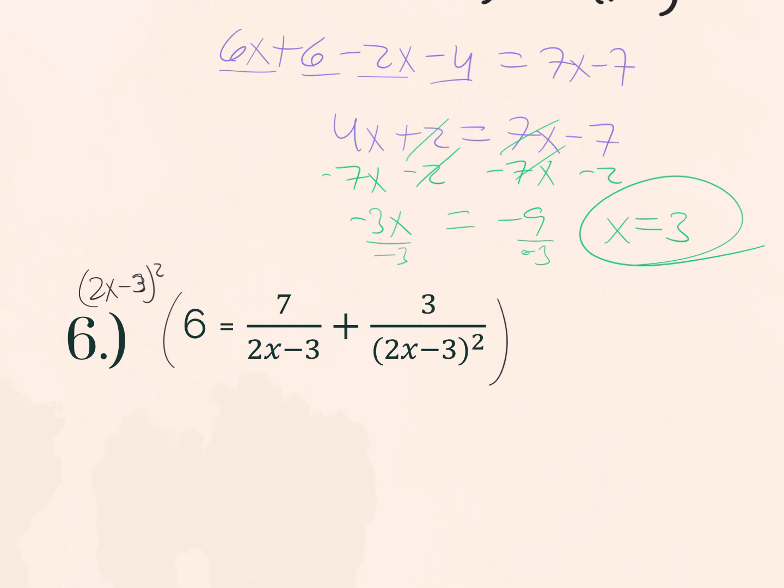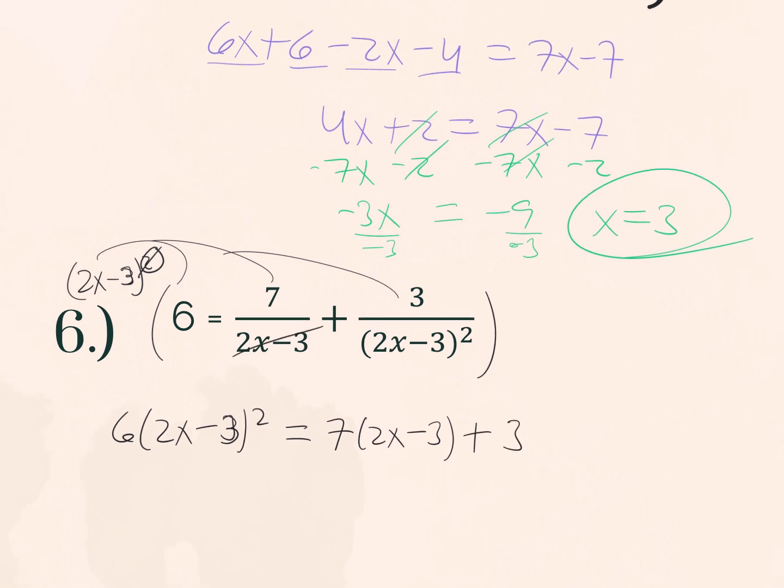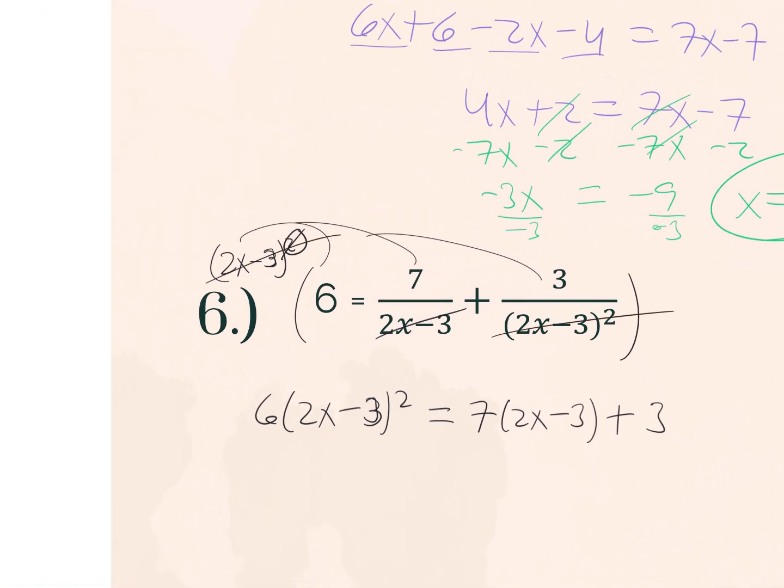Because even though it is the same factor, it shows up twice under the same fraction. If it's under the same fraction and it's squared, you can multiply it twice to cancel out that entire denominator. And then when you distribute it to each term, you get 6 times (2x minus 3) squared equals 7 times (2x minus 3), just one time, because if it was 2 that you multiplied by, that's going to cancel with the 1 on the bottom. And then plus 3, because if you had 2 on the bottom and 2 on the top, then they're going to cancel out.